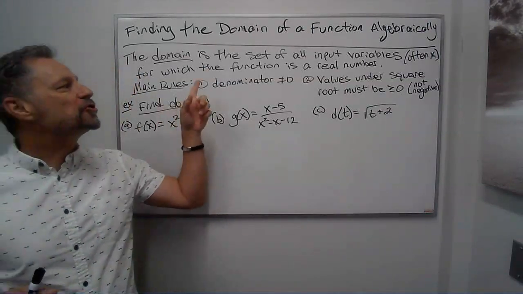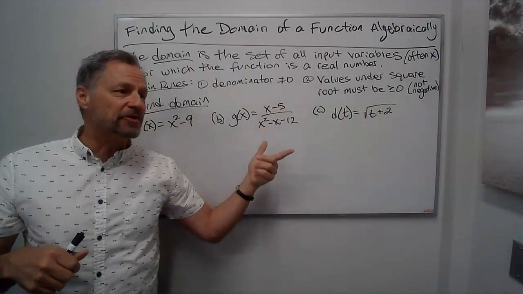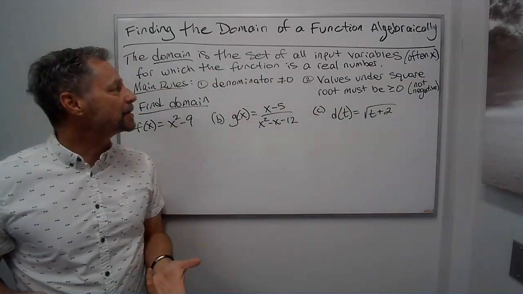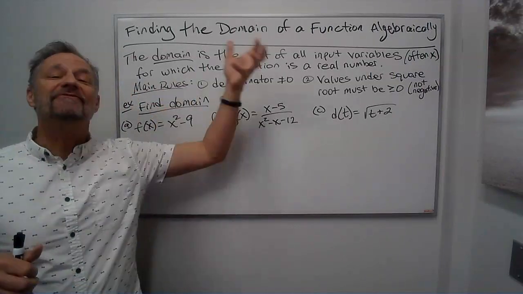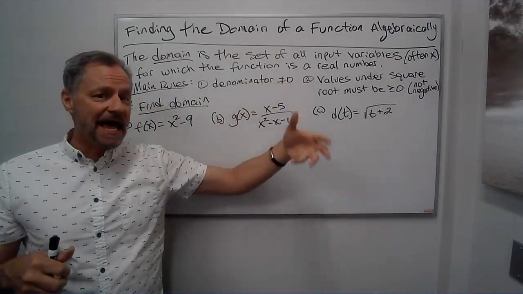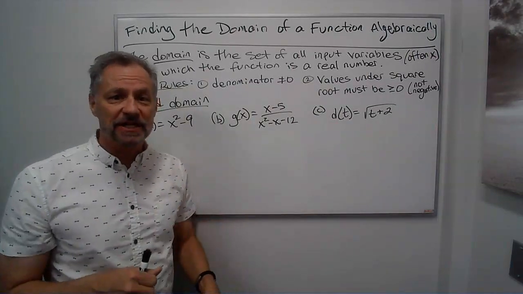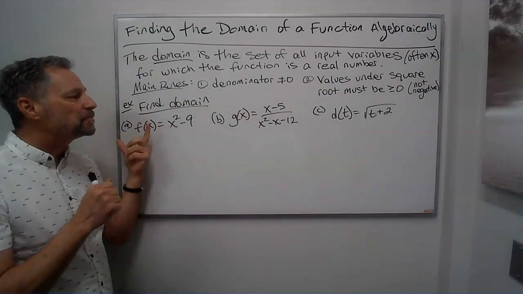All right, so the domain is the set of all input variables, often x, for which the function is a real number. So what values can we plug in for x, or whatever the input is, so that we get a real number out, is what the question is. That's going to be our domain. So I've got three examples here.